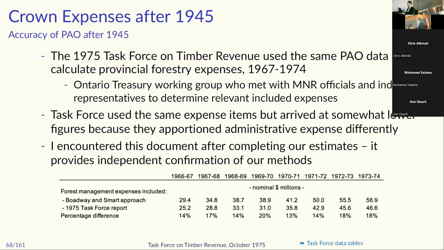They relied on the same documents. Of course, they were not interested in RST territory per se. They were interested in the full province for different reasons. They wanted to determine whether revenues were sufficiently high relative to the Crown's support for the industry and for timber activities. So they asked a similar question and they used similar tools to get the answer, even after 1945. Now, I think that is supportive of my opinion that the PAO can be used to do what we're trying to do here.